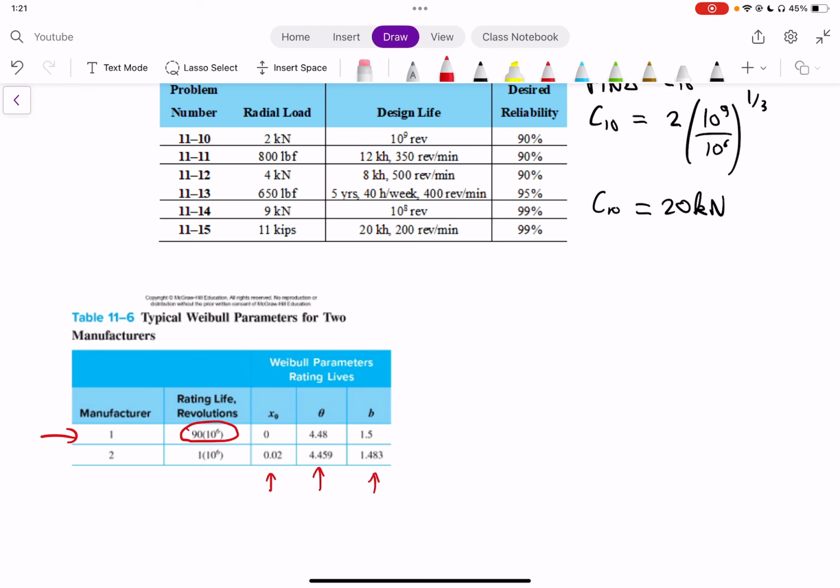Now, throughout this lecture series, we're going to try and stick with manufacturer 2, with a rating life of just 10 to the 6th, with the Weibull parameters given. So this is good practice whenever you're solving problems 11-13, 11-14, and 15. You'll see that you can use your manufacturer 2 Weibull parameters within that equation, which are also the ones given in your formula sheet.